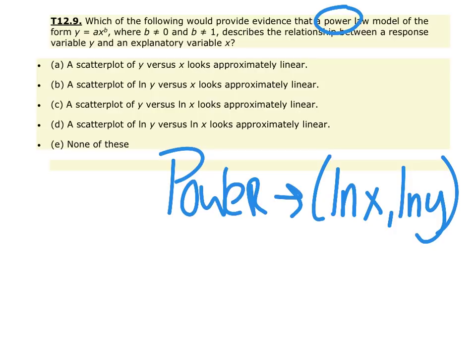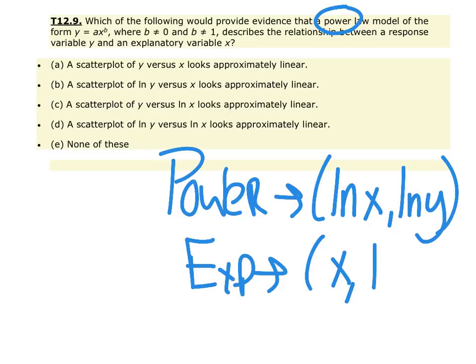Now, what if it's an exponential? If it's an exponential function, what you do to linearize that is keep x the same and take the natural log or the log of y. If you remember these two components, you're going to be fine on how to linearize power and exponential functions. So based on this, which scenario answers our question the best? It clearly has to be E. That's how you deal with power functions.